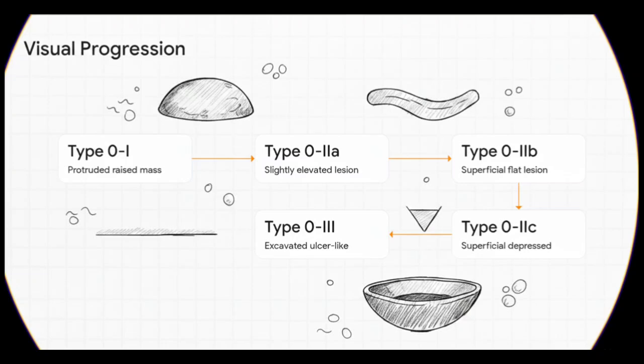Step 3 levels out entirely. That's Type 0-IIb. It's completely superficial and totally flat. Then moving down into the tissue, Step 4 is Type 0-IIc, a superficial, depressed lesion. And finally, dropping to the lowest morphological point, Step 5 is Type 0-III, which is a deeply excavated ulcer-like lesion. So from a raised mass all the way down to an excavated crater, that's your morphological progression.